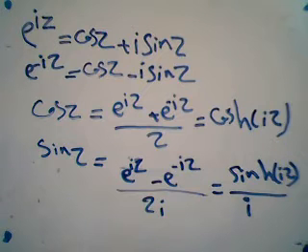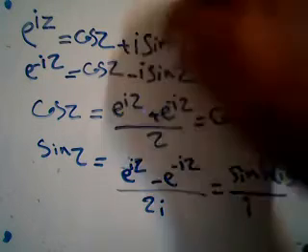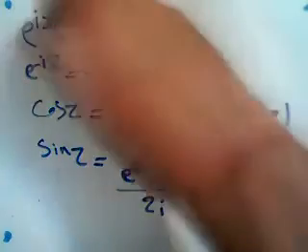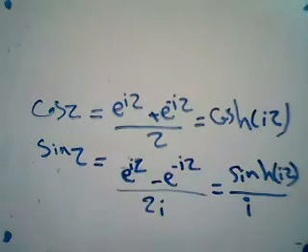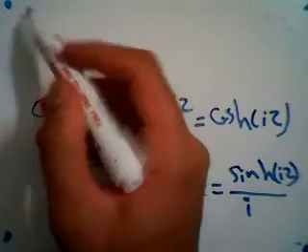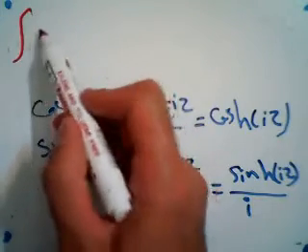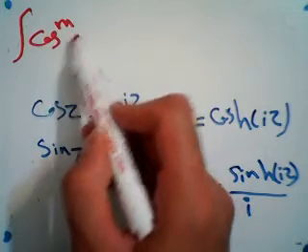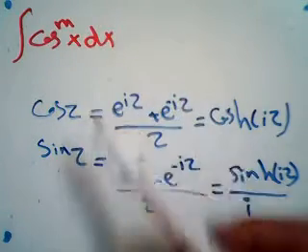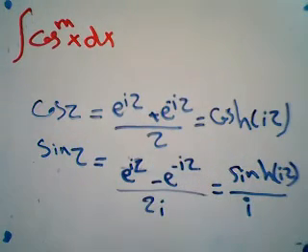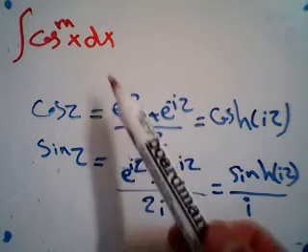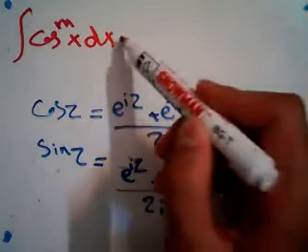Now let's see how we could calculate integrals using these two. Here is an integral: cosine to the n of x dx, in which n is an even number. In the case that n is an odd number, it is easy, but let's calculate it using this.